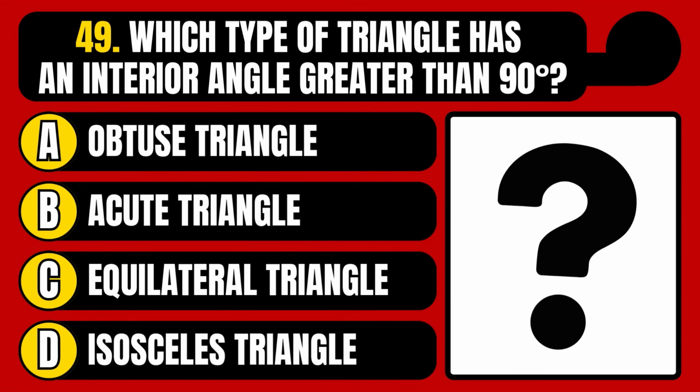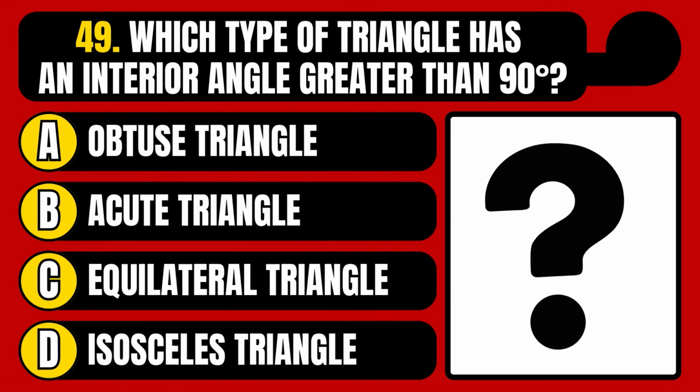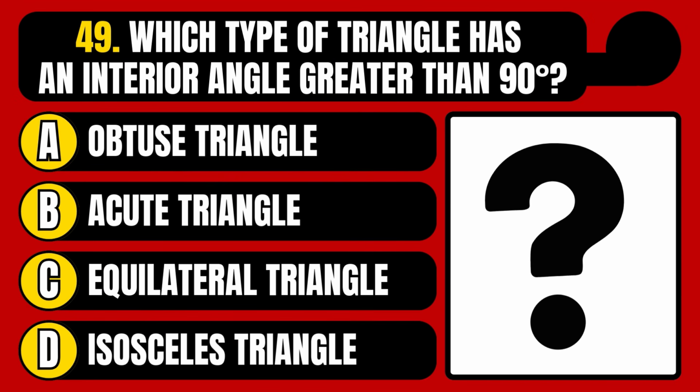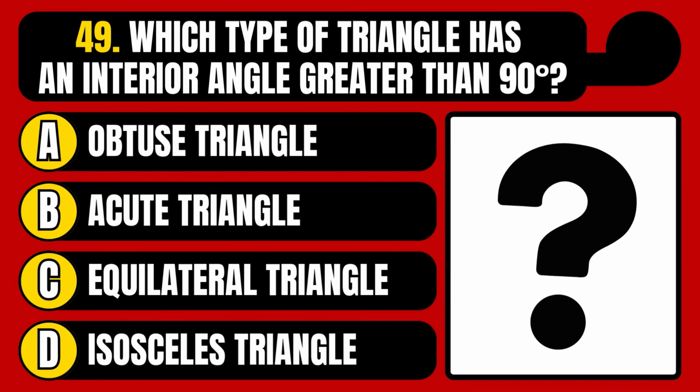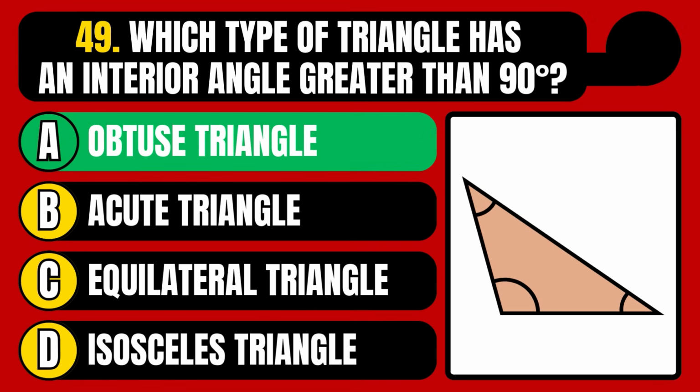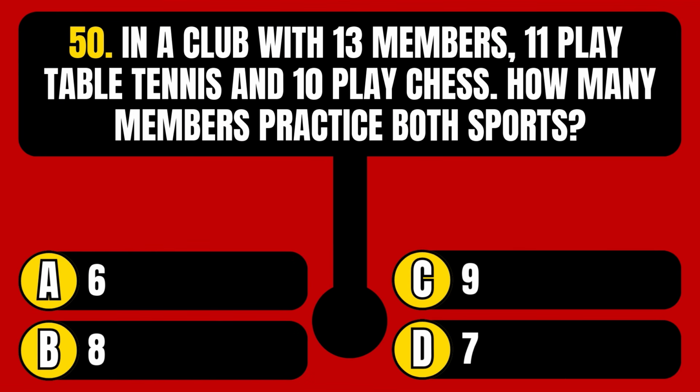Which type of triangle has an interior angle greater than 90 degrees? Obtuse triangle, acute triangle, equilateral triangle, or isosceles triangle? The correct answer is option A, obtuse triangle.